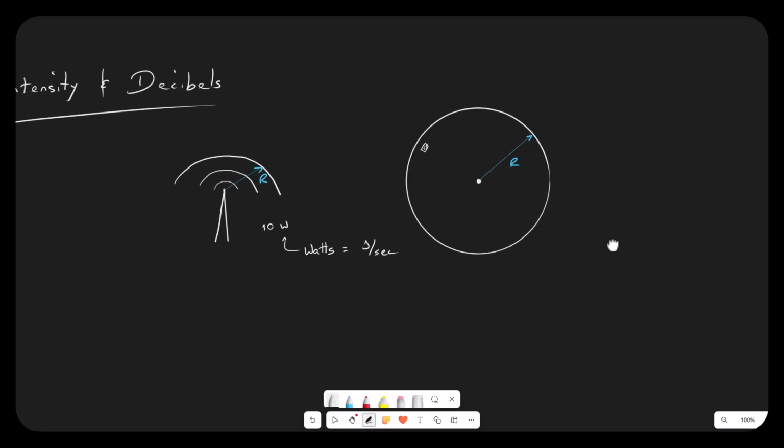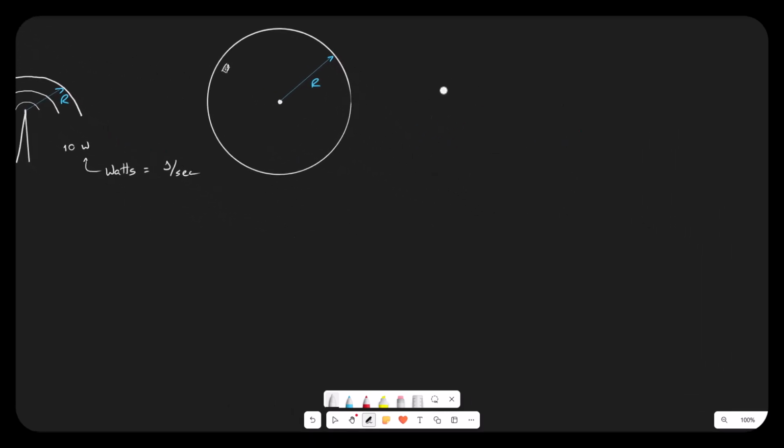So I can say that my intensity is going to be a power divided by an area. I'm looking at a sphere, and the area of a sphere is 4 pi r squared, the surface area of a sphere, which means the intensity at this radius is going to be 10 watts over 4 pi r squared. This will give me units for intensity of watts per square meter.